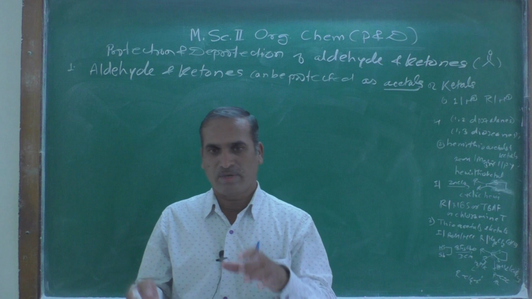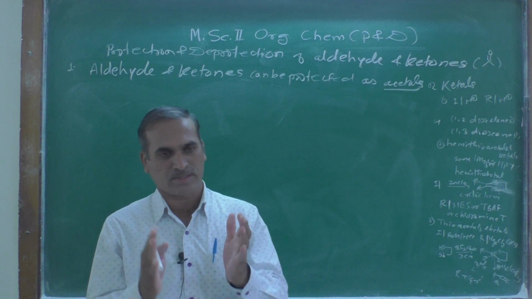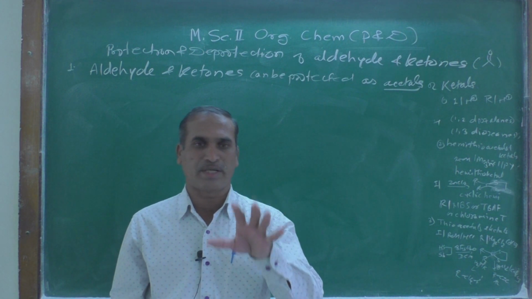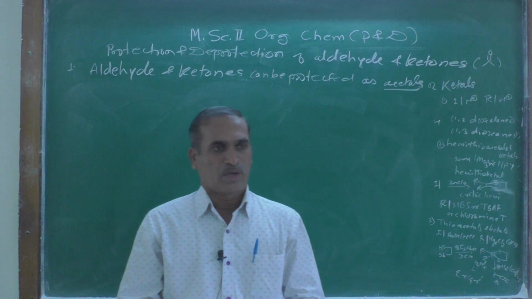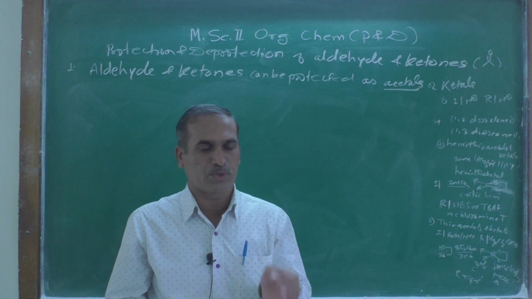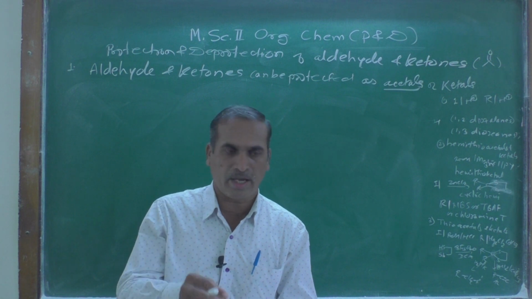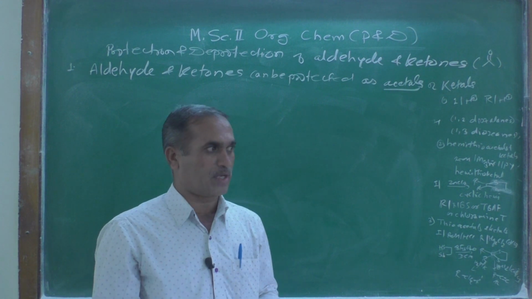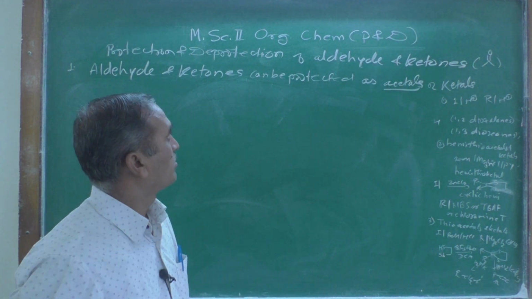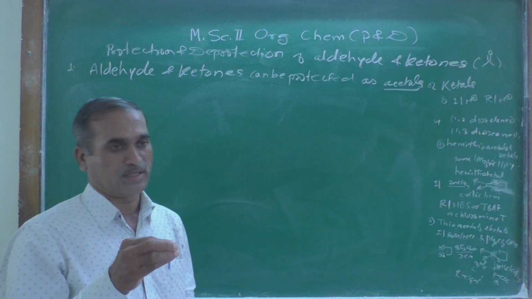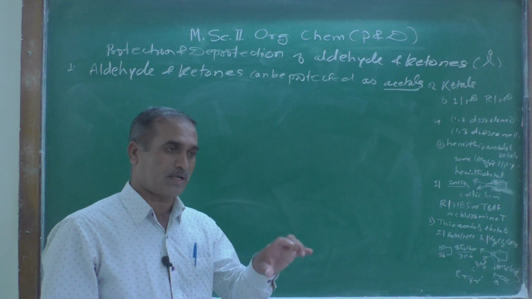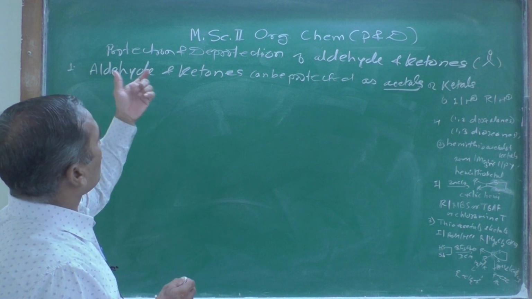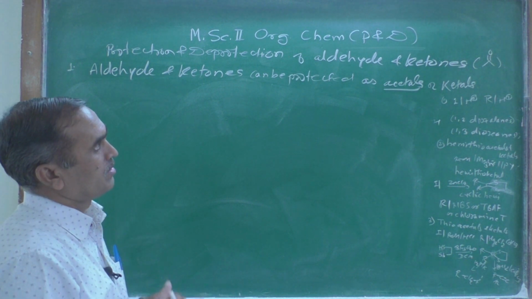So, what did we learn yesterday or what did we discuss yesterday? We discussed the protection and deprotection of the aldehyde and the ketone group. What are the groups used to protect the aldehyde group as well as the ketone group? How the protection and deprotection can be done, in what condition, and in what condition it is removed, that type of thing we have seen in the protection and deprotection of aldehyde and ketone.